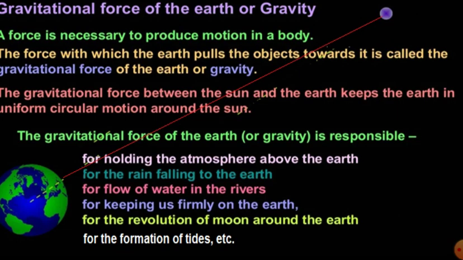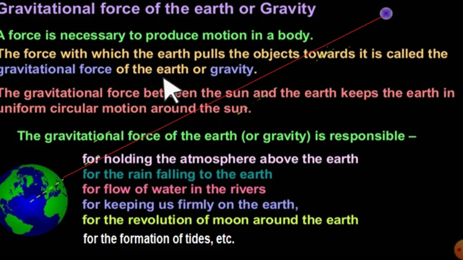Gravitational force of the earth, or we simply call it gravity. You know, a force is necessary to produce motion in a body. The force with which the earth pulls the object toward it is called the gravitational force of the earth or gravity. So we use this word gravity specifically for our own planet, the earth.